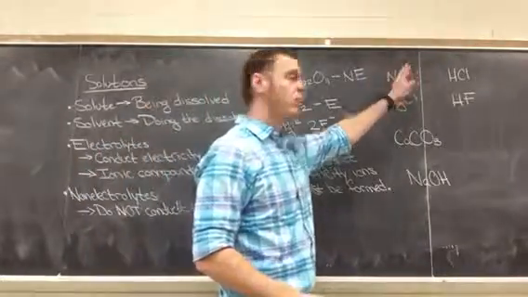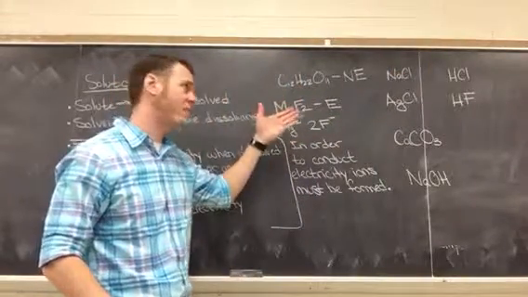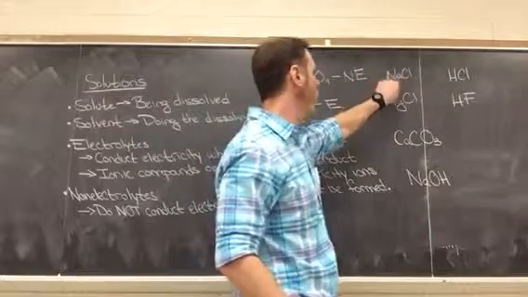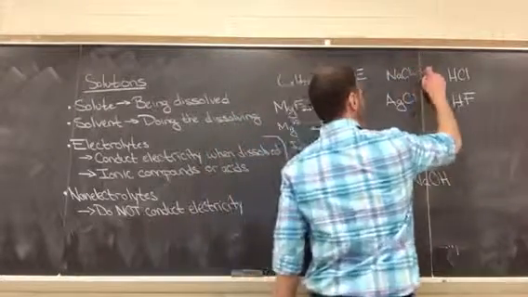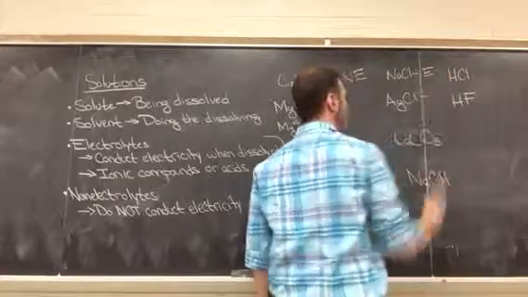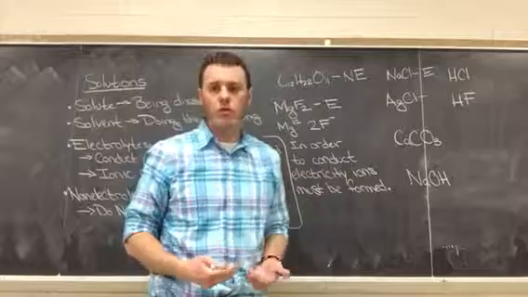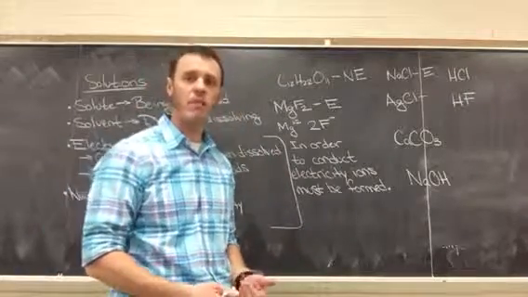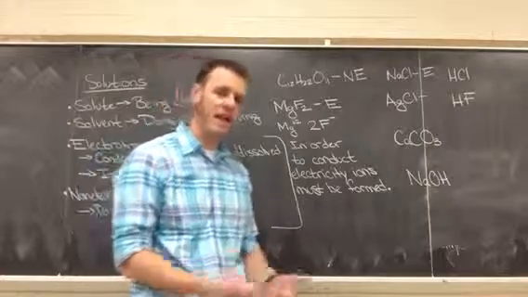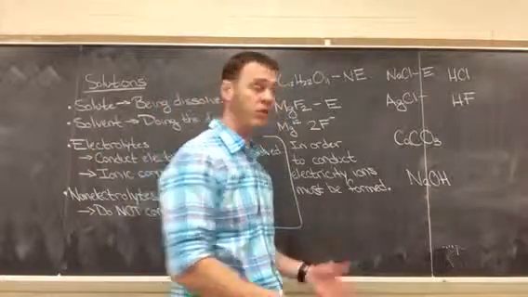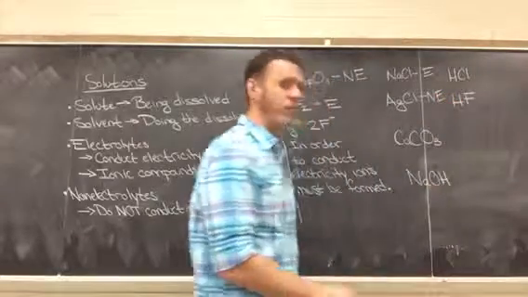Sodium chloride. Sodium chloride is going to behave very similarly to magnesium fluoride, except that we're going to have 1 sodium ion and 1 chloride ion. This is an electrolyte. Silver chloride is going to work on a different level. Silver chloride is actually an insoluble compound, which means it will not dissolve in water. If it doesn't dissolve, then it's not going to generate ions. If it doesn't generate ions, this is considered a non-electrolyte.